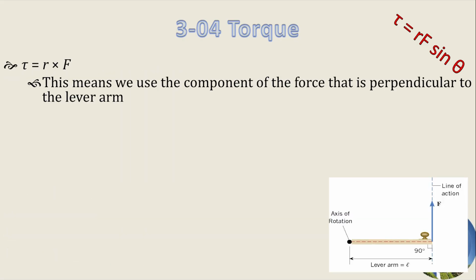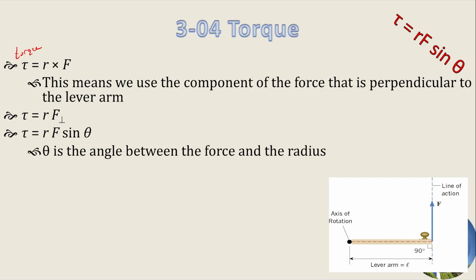So torque is R cross F. That's the cross product. So it's vector R cross product with vector F. This means we use the component of the force that is perpendicular to the lever arm. So it'd be R times the perpendicular force.